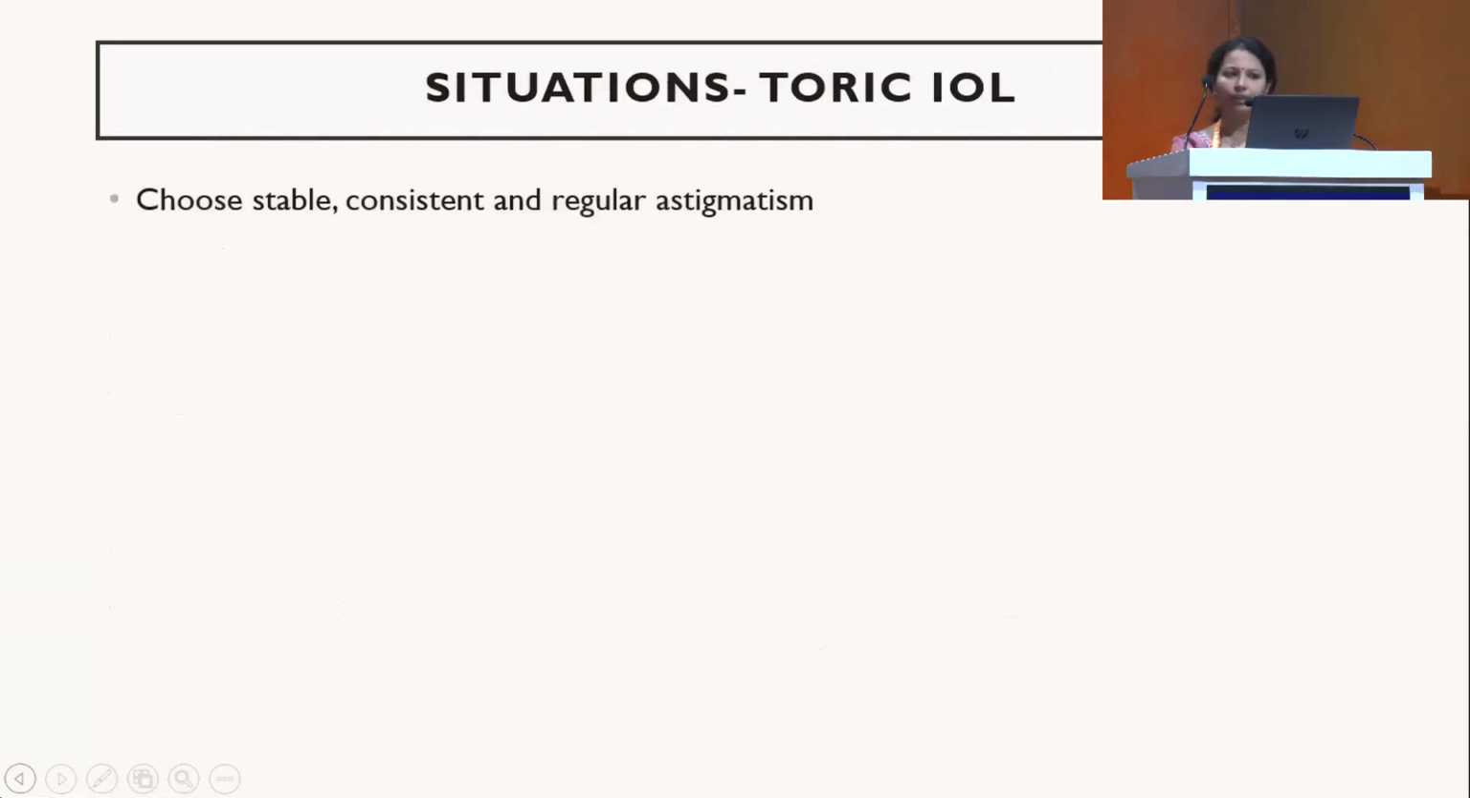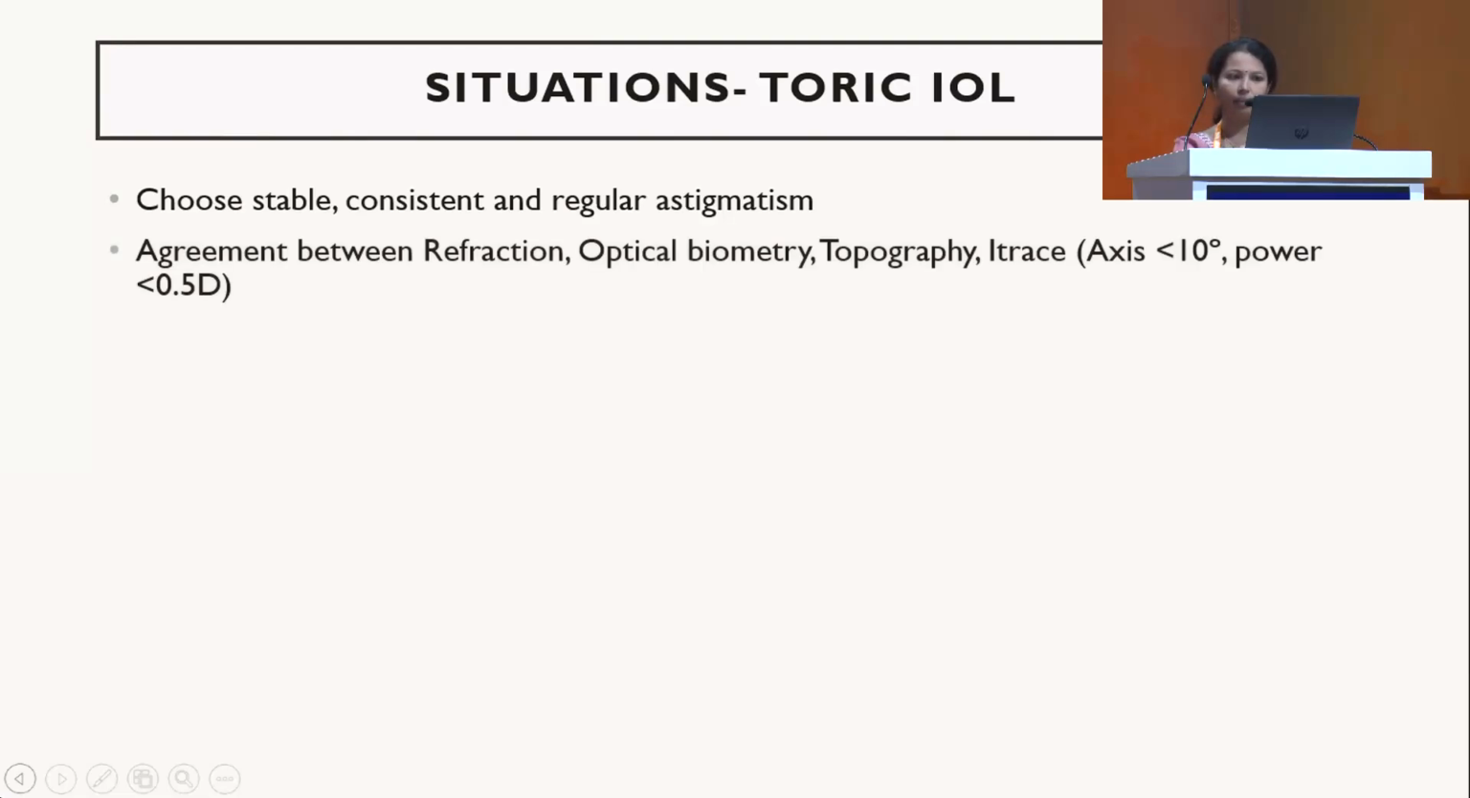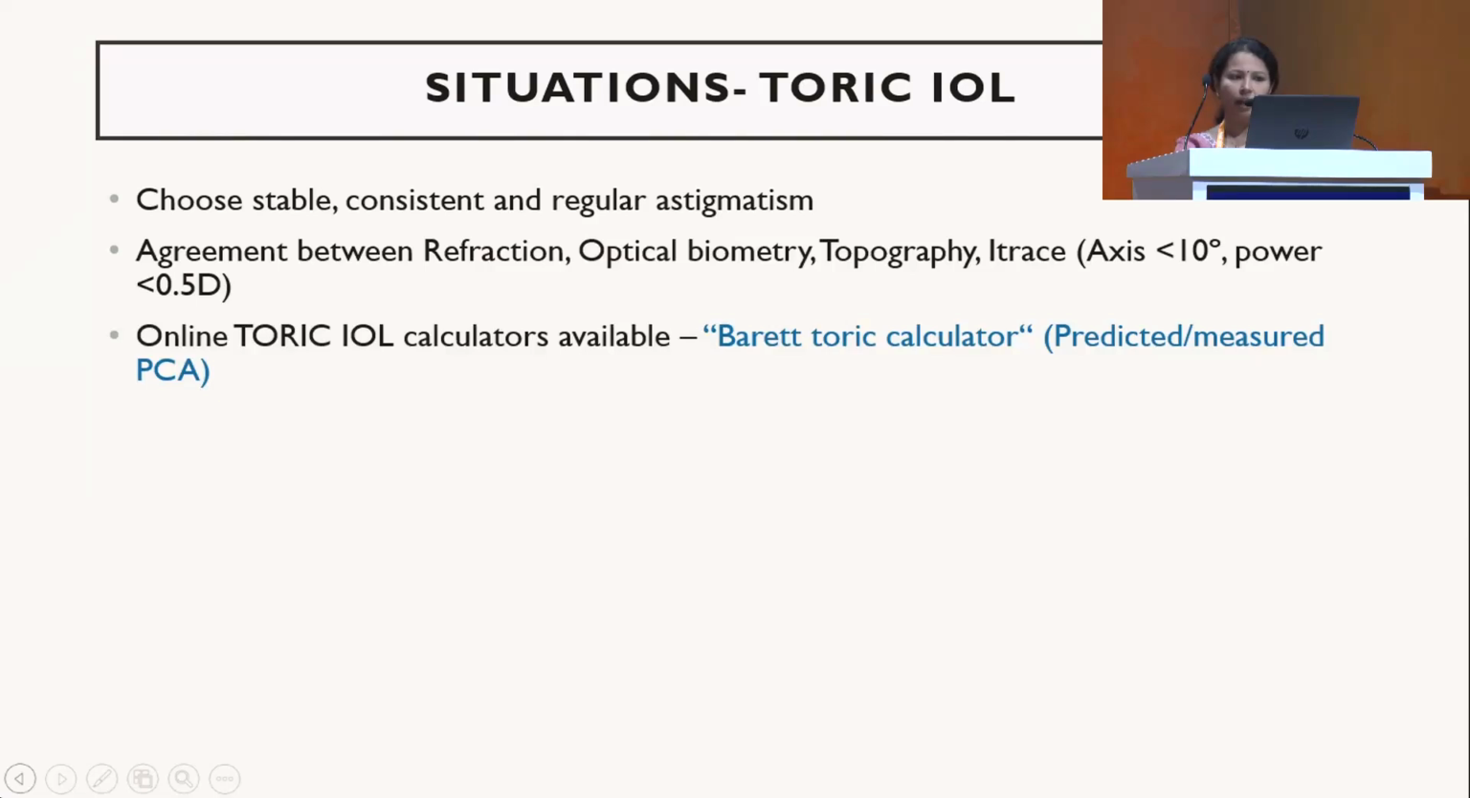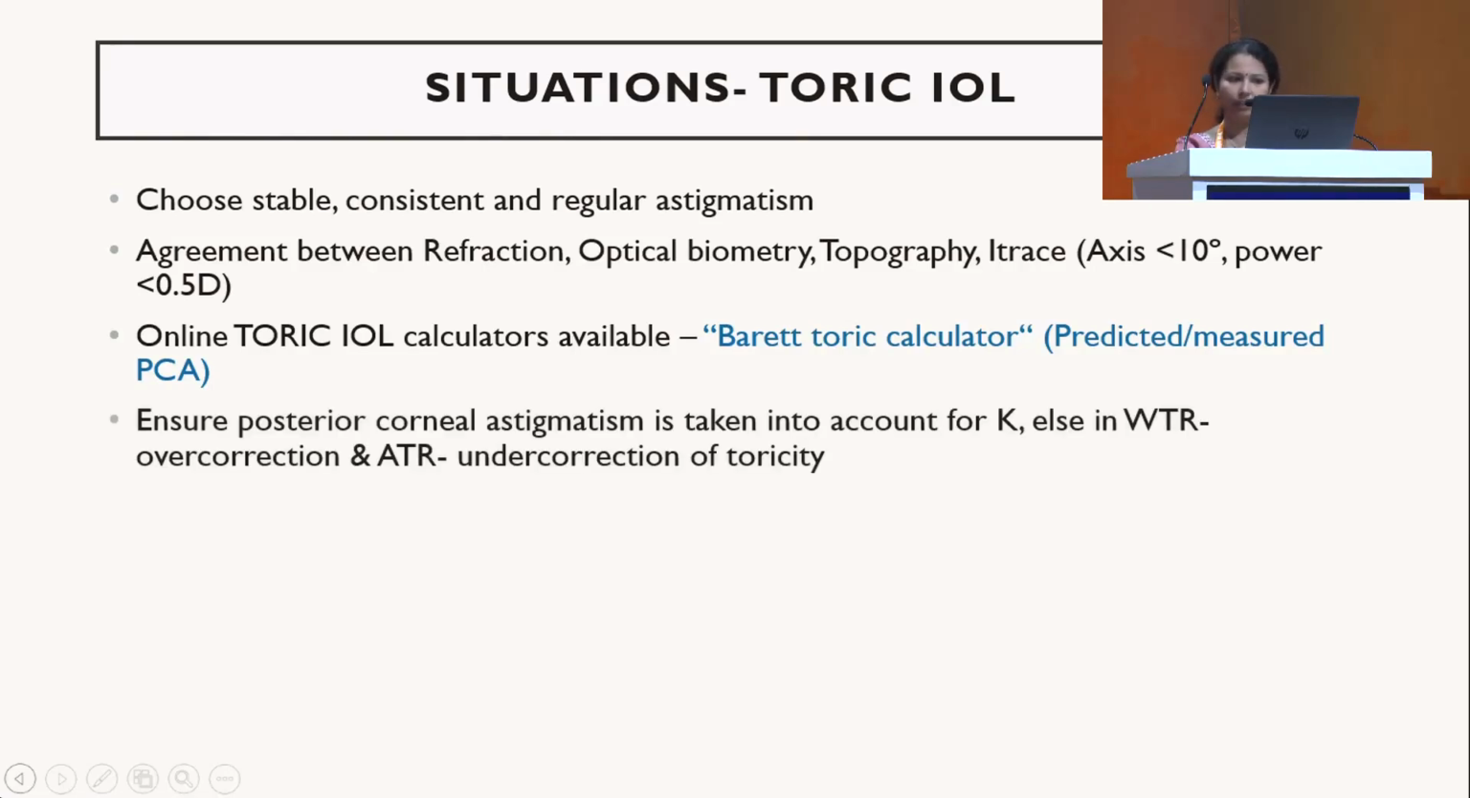For toric IOLs, always use a toric IOL when it is a stable, consistent and regular astigmatism, and avoid toric IOL when there is any irregular astigmatism. Always check the cylinder in the spectacle refraction, the optical biometer and topography, and see whether you are getting similar readings. Use the Barrett toric calculator, which comes with both predicted and measured posterior corneal astigmatism, and both are giving very accurate results. This posterior corneal astigmatism definitely has to be taken into account when calculating the IOL power for toric IOLs.